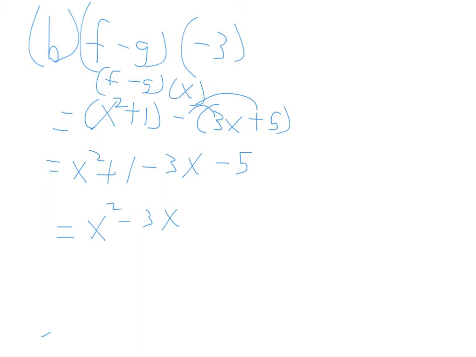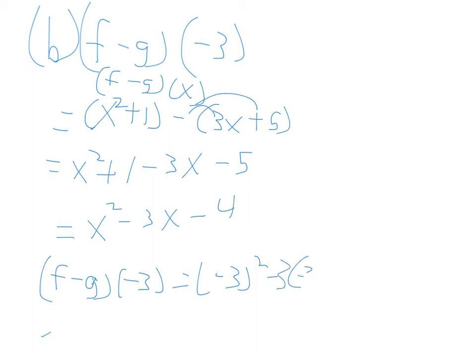And then positive 1 minus 5 would be minus 4. So f plus g of negative 3. Minus g, I'm sorry. So f minus g of negative 3 is equal to, instead of x squared, it'd be negative 3 squared, minus 3 times negative 3, minus 4. Negative 3 squared is 9. Then negative 3 times negative 3 would be plus 9, and then minus 4, which would be positive 14.